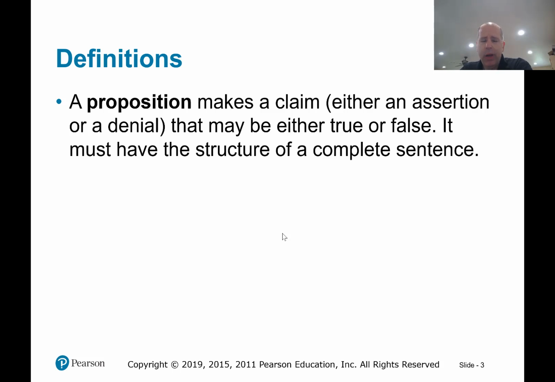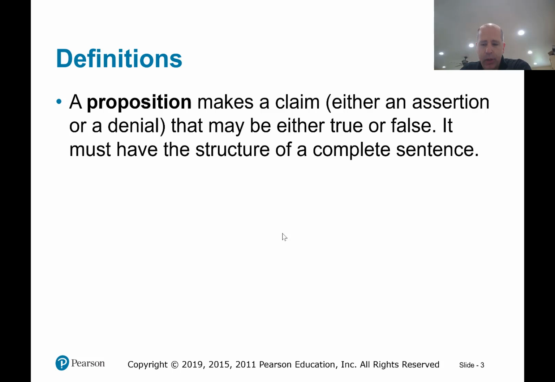Okay, so what are not propositions? Things that are not propositions are things like commands, right? Shut the door, get me a cup of coffee, please. Questions are not propositions, right? So if I say, hey, what's the weather like today? That is not a proposition. So propositions in English or any language are going to be declarative statements, right? A declarative statement declares something. It makes a statement.